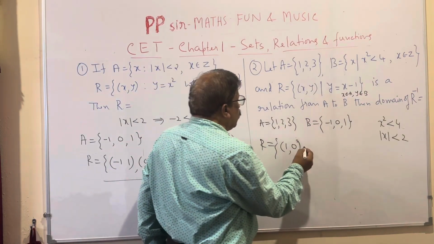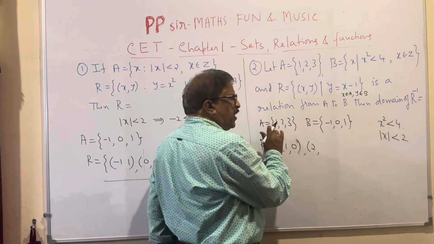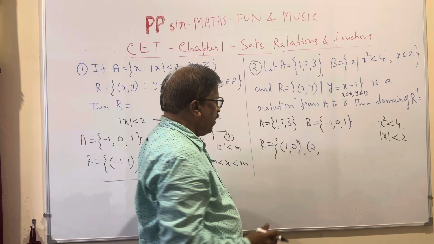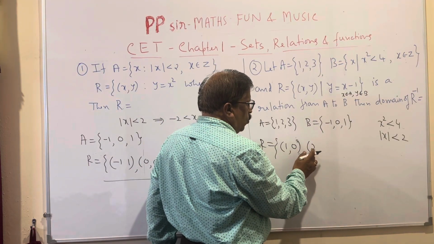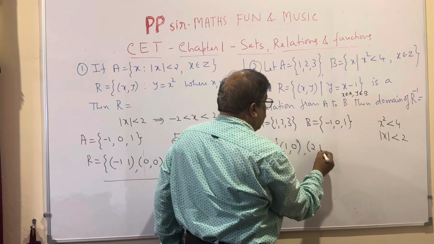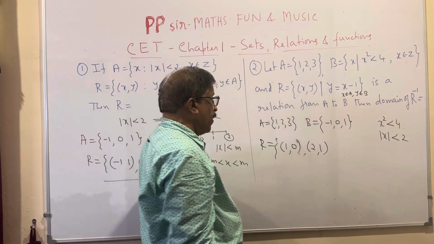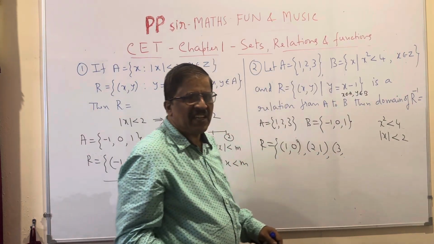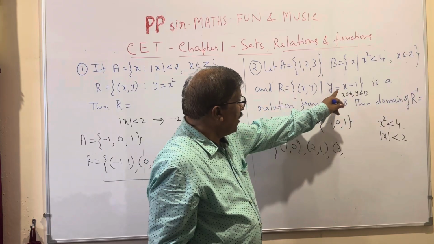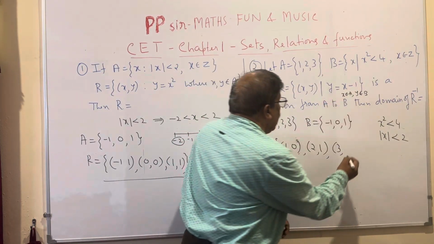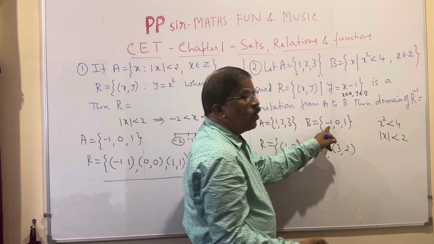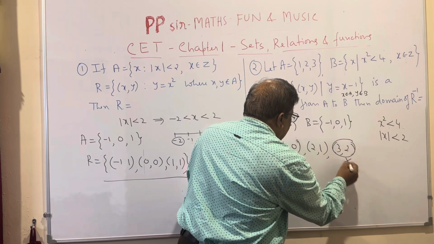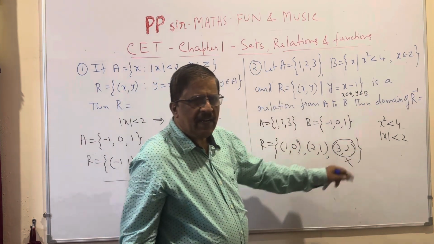Then you take 2. You have to take x from this and y from this. The relation is y is equal to x minus 1. If I take x is equal to 2, then y is 2 minus 1, that is 1. Is 1 there? Yes, it is there. If you take 3, this is interesting now. Then y is equal to 3 minus 1, that is 2, but 2 is not in B. That y should be in B. So I can't take this element.